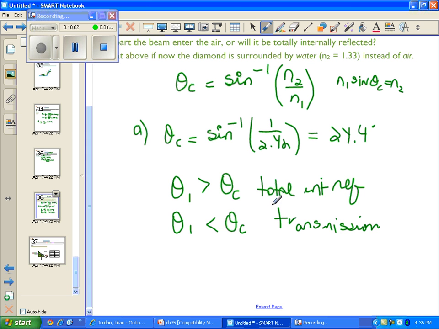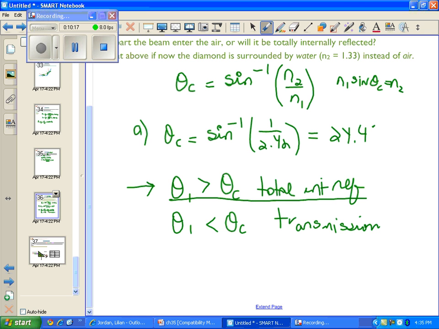So because our theta 1 is 28 degrees and theta critical is 24.4, in case A, we're going to get total internal reflection.